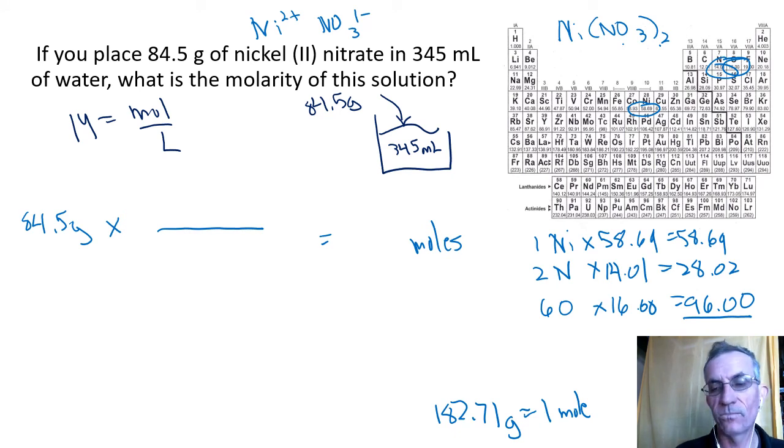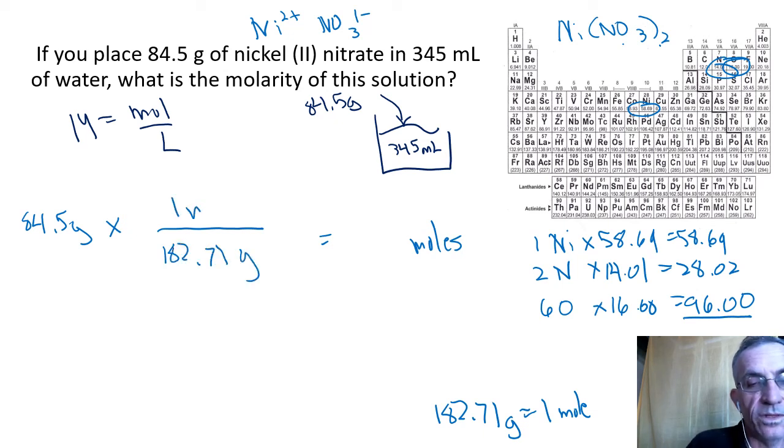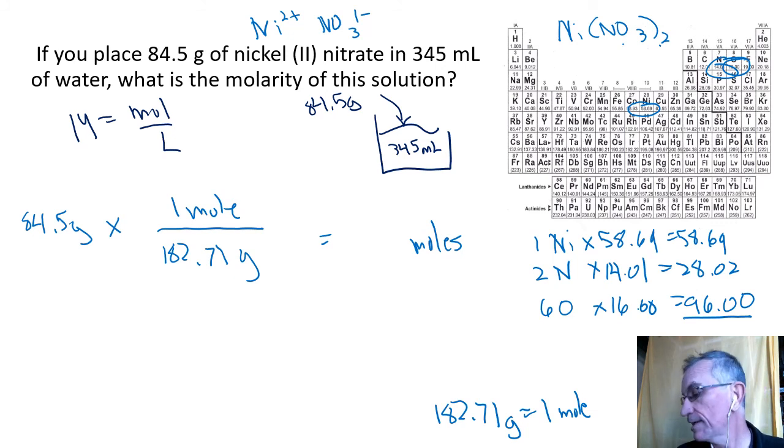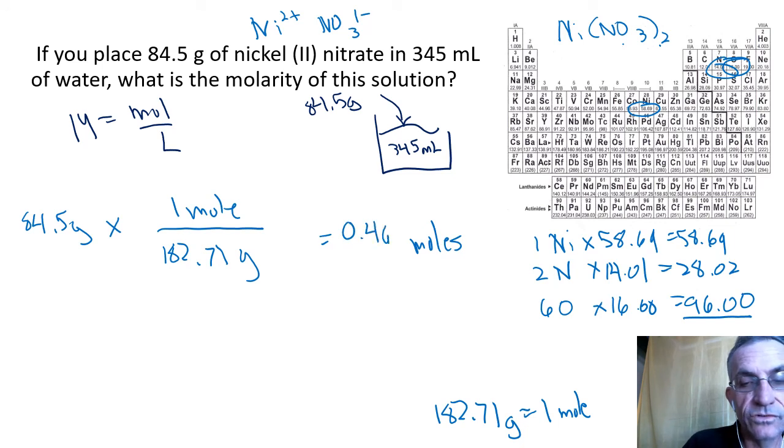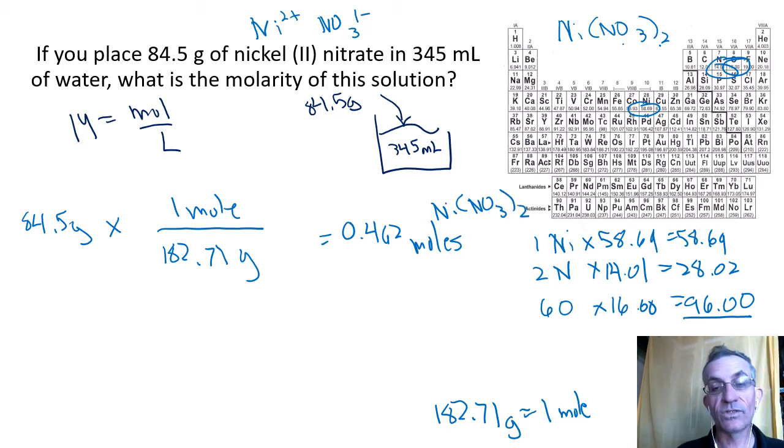All right. We're trying to go from grams to moles. What do you do with the 182? Multiply or divide by it? Oh, you should have divided. You put the 182 on the bottom. You put the 1 mole on top. When you work it out, we have used 0.462 moles of this nickel 2 nitrate. All right, great. We got moles. Beautiful. We need that.